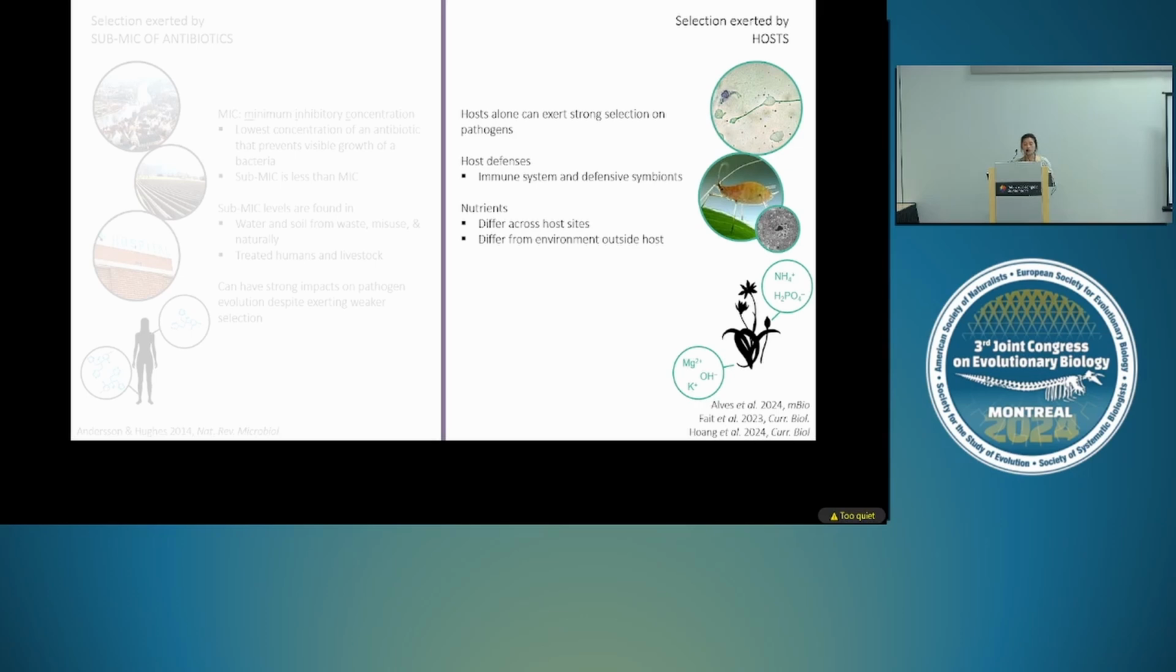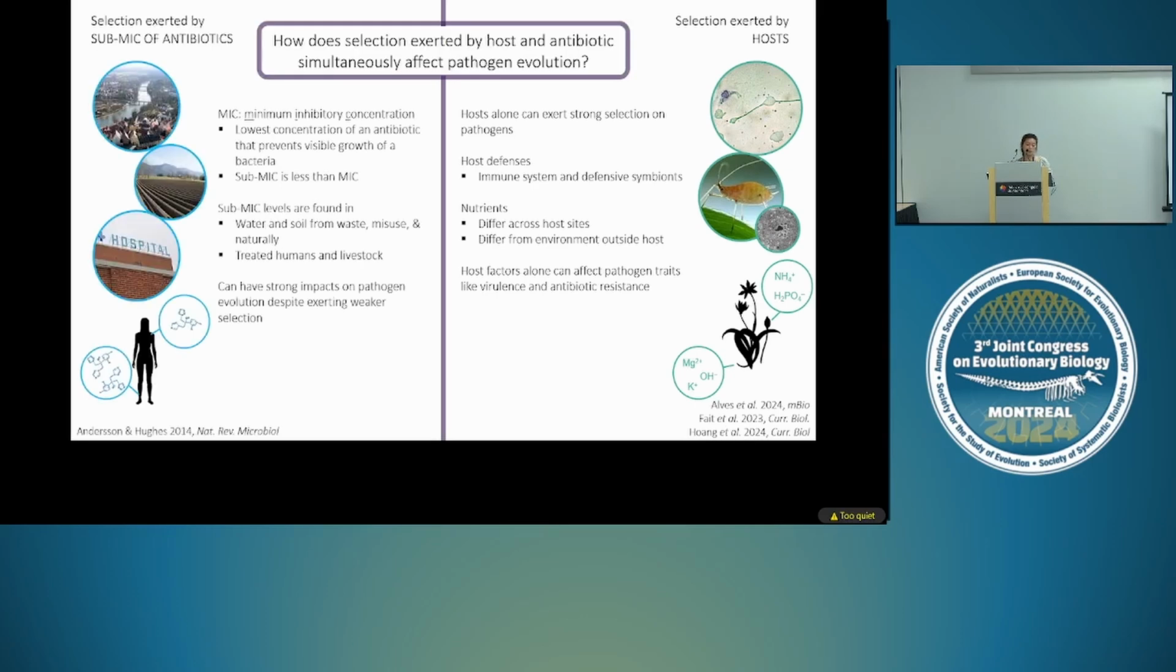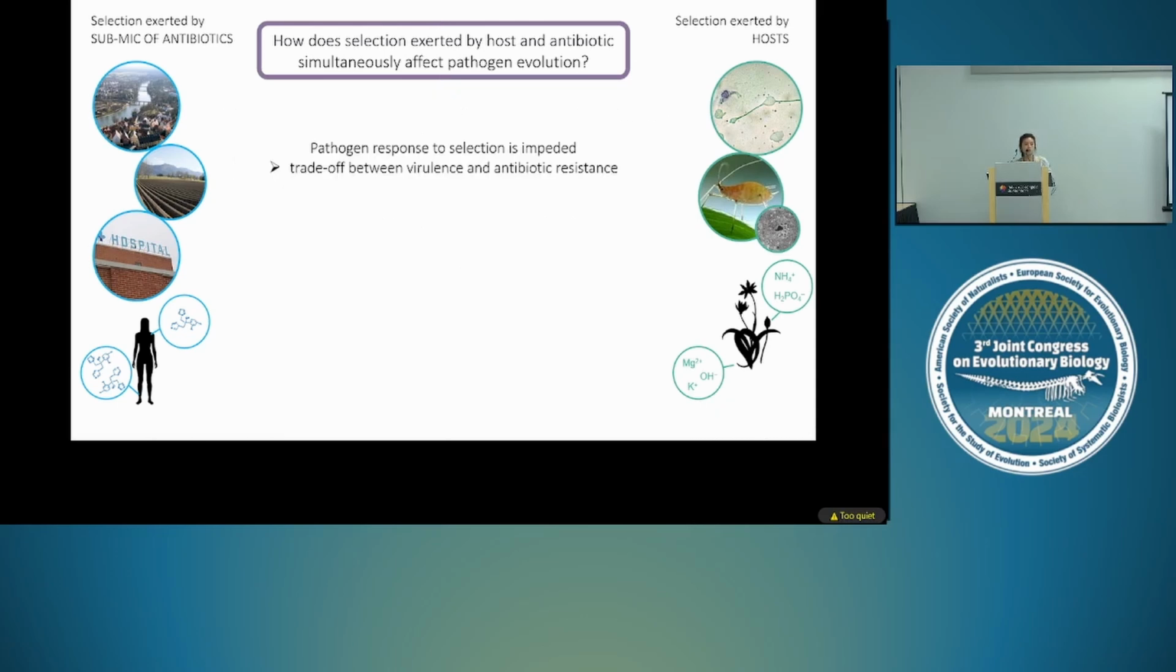Another sort of selective pressure associated with hosts could be nutrients, which can vary across sites within a host individual, as well as the nutrients inside of the host can be different than the nutrients outside of the host. And we know that host factors alone can affect pathogen traits like virulence and antibiotic resistance. We know that sub-MICs alone can affect how pathogens evolve. So what happens when these two selective pressures interact with one another? That's the question that we're trying to address with our study.